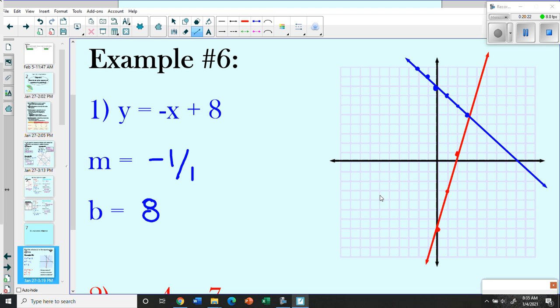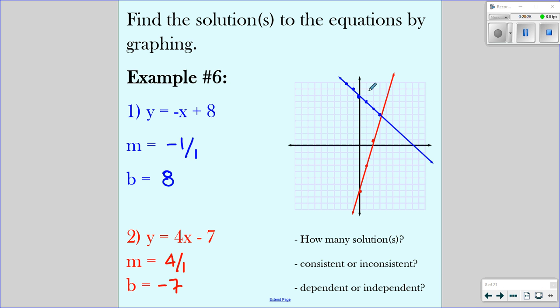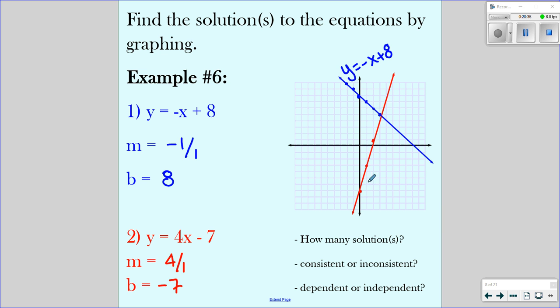Okay, the full screen, and then what I'm going to do is label my lines. This one's y equals negative x plus 8, and the other one is y equals 4x minus 7.